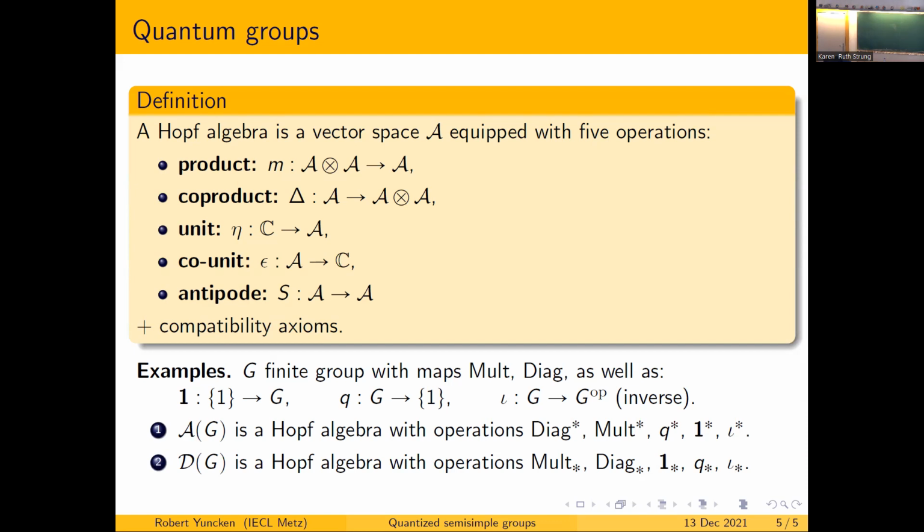And if you use those 5 operations with pullback of functions, you get A of G, functions on the group with multiplication. And if you use them with push forward of distributions, you get D of G, distributions, if you like, on my finite group. I mean, they just look like functions again in this case, but with convolution instead of pointwise multiplication.